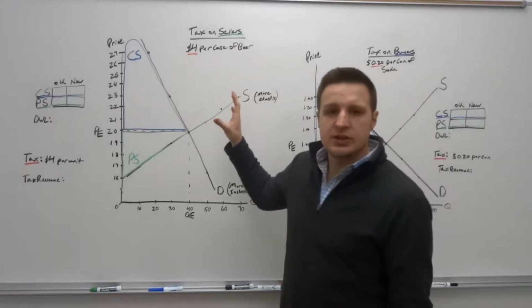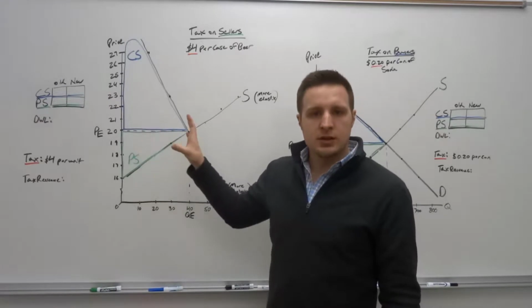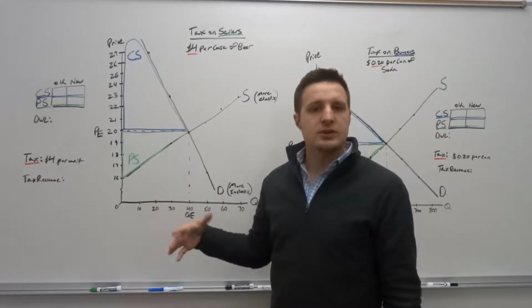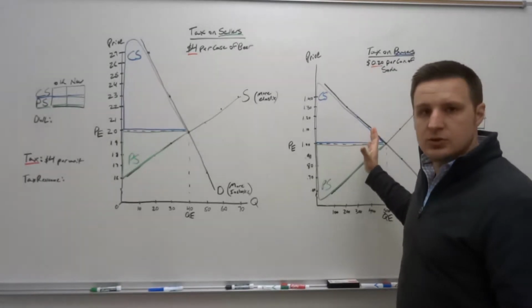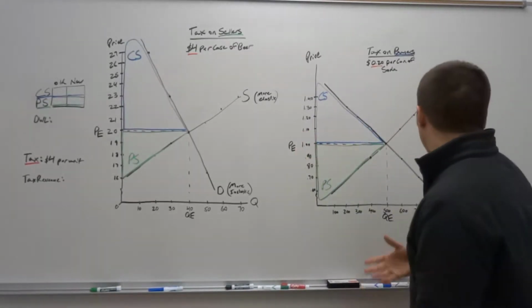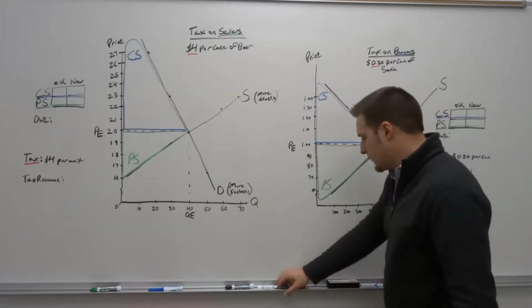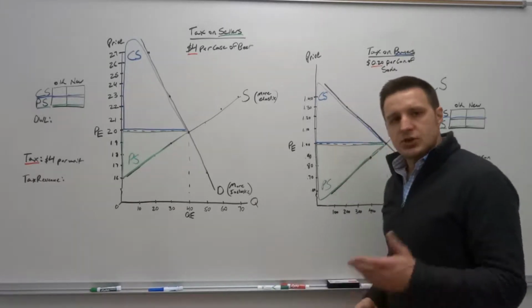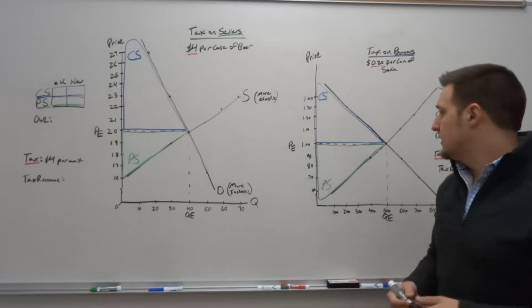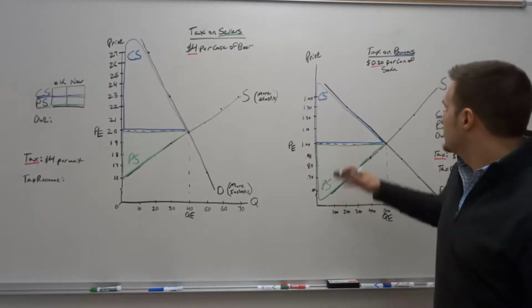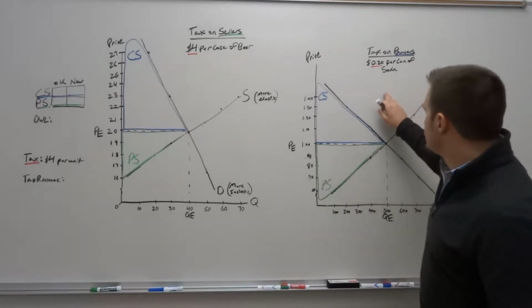Tax on the sellers is going to look like it's shifting the supply curve to the left, or a decrease in supply. With the tax on buyers, it's going to appear to decrease the demand for the particular product that we are taxing. So I'm going to show you a couple of ways and maybe explain some alternatives and some tricks to doing the graphing correctly. So we're going to start with the soda graph.